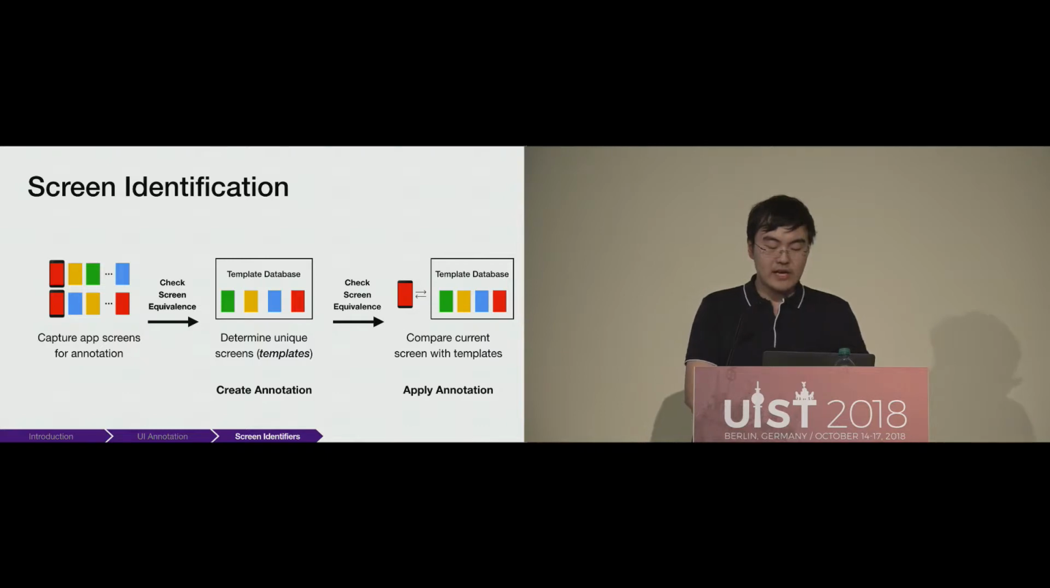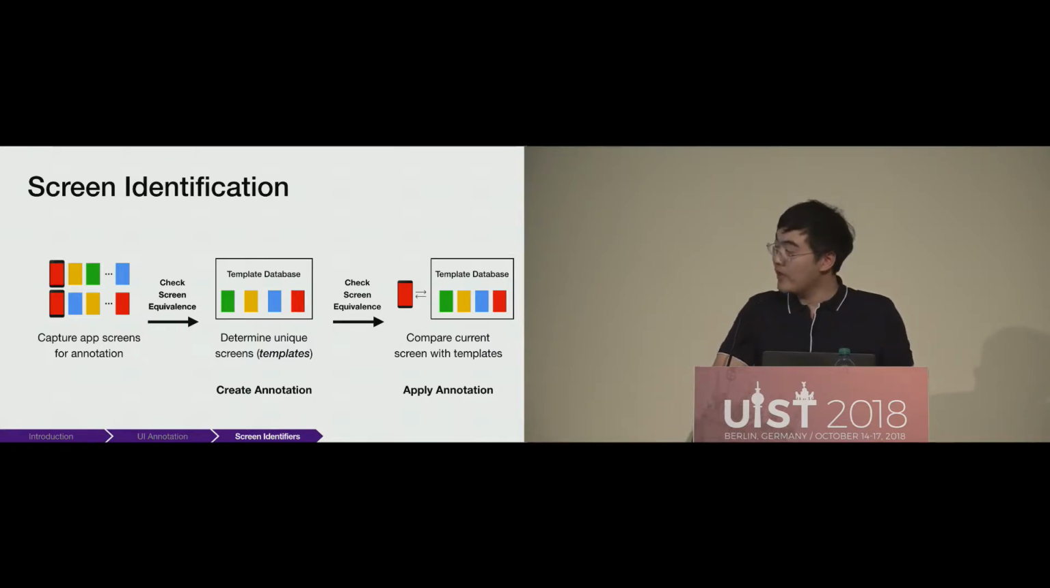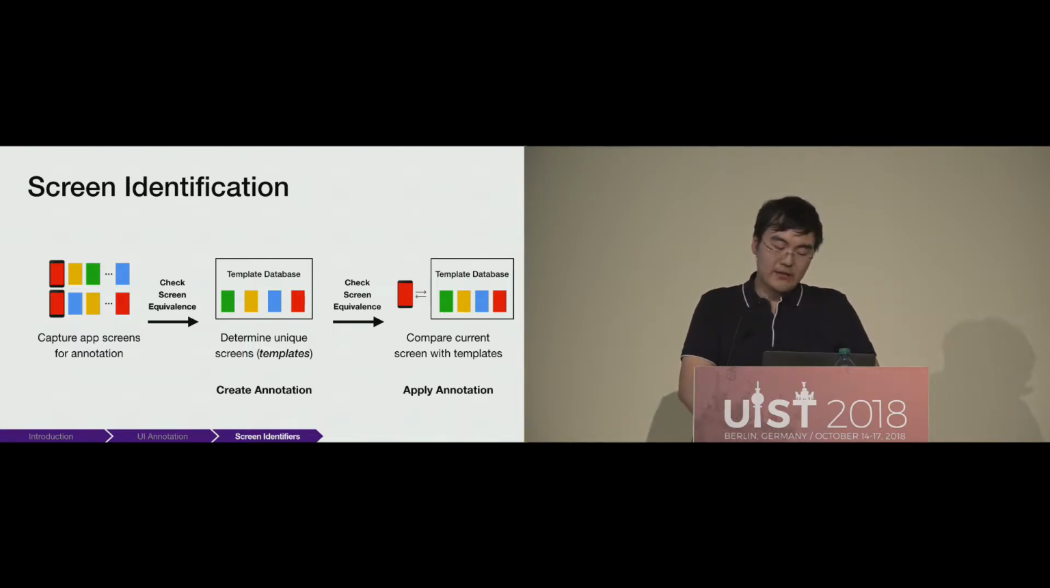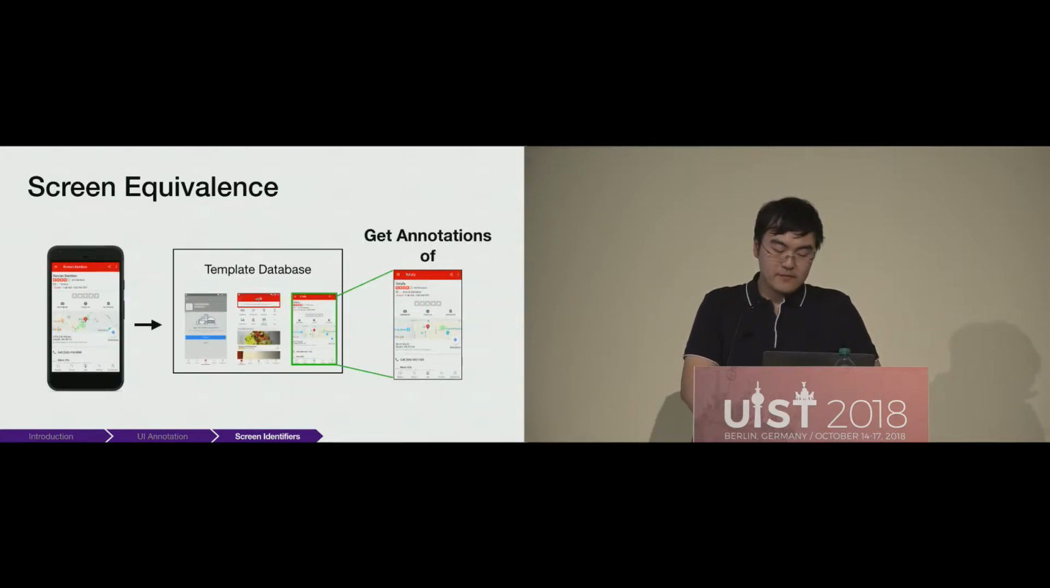When we apply annotation to repair a mobile app, we compare the current screen with each template in the database to find a match. When creating and applying annotation, we always need to check screen equivalence. That's why it is very important for annotation. To reuse annotation, we would like to define 2 screens with the same UI structure as the same, even when their contents are different. Here we show the screen finds its match in the database, although they are from different restaurants.